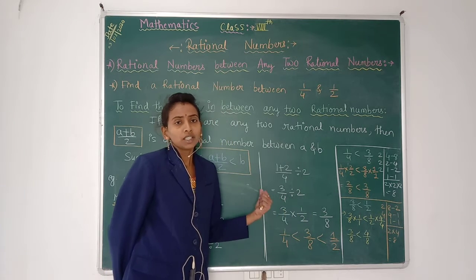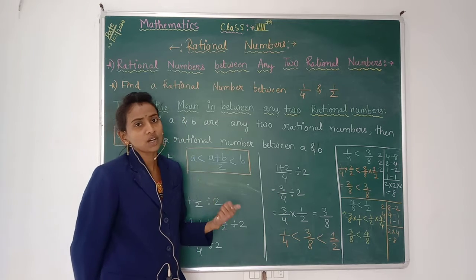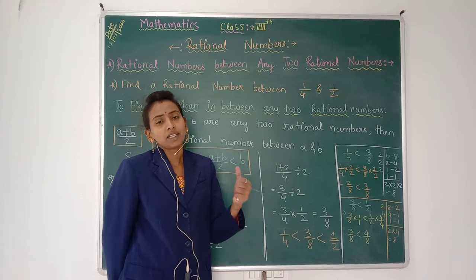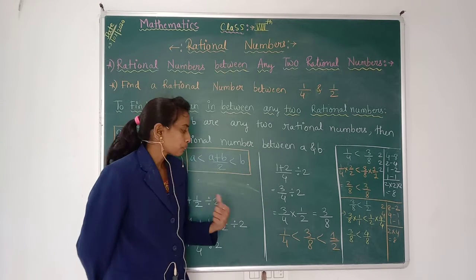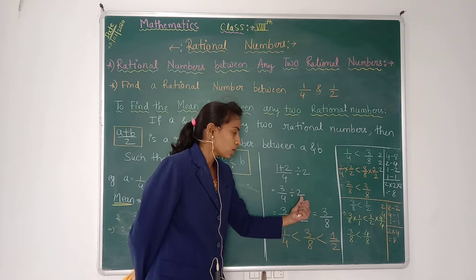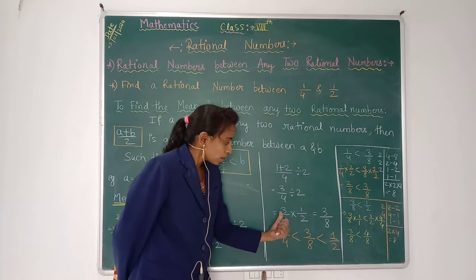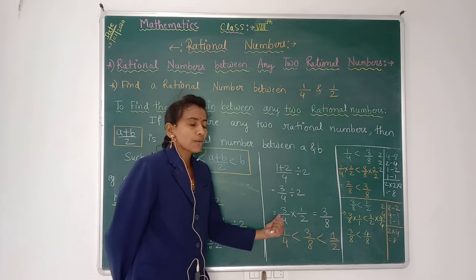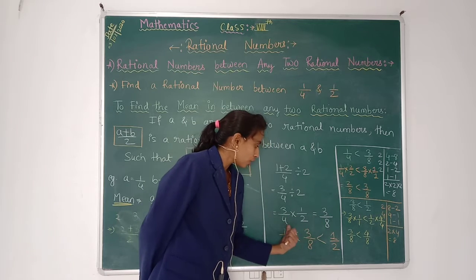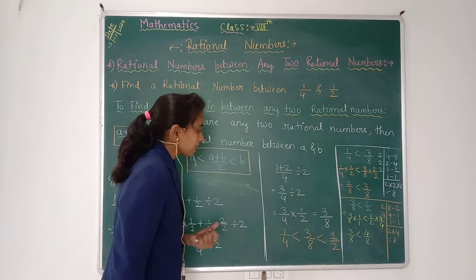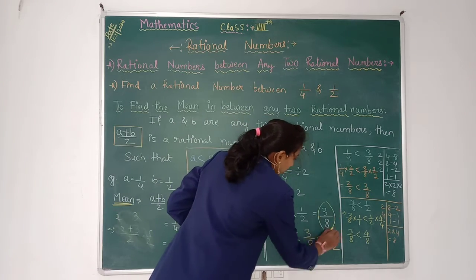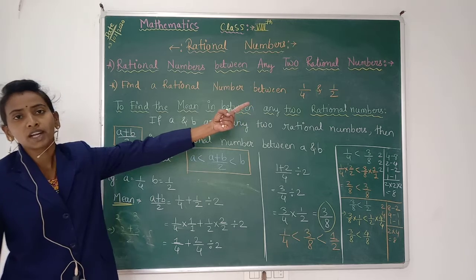Here we have division of fractions now. In the division of fractions we keep the first fraction as it is and write the second fraction's reciprocal. So 3 by 4 as it is, division becomes multiplication, the reciprocal of 2 is 1 by 2. Cancellation is not happening, so we have to multiply numerator and denominator. 3 times 1 is 3, 4 times 2 is 8. So here we are getting 3 by 8 as the rational number in between 1 by 4 and 1 by 2.